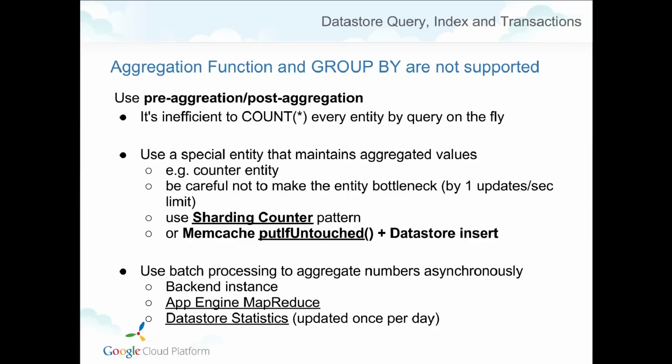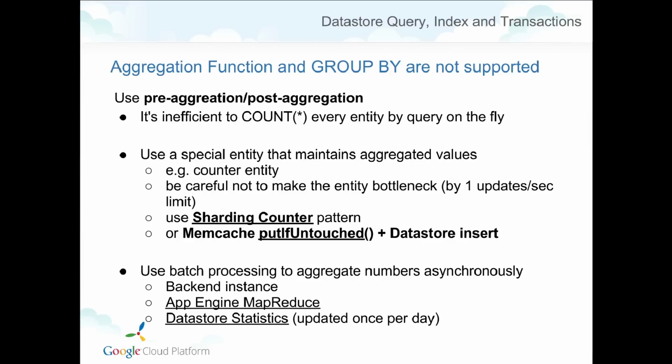You do have a workaround: having a special entity that maintains aggregates for you, like a counter entity, which holds the number of entities you've created. If you're doing this, however, you have to be careful about the entity's bottleneck. There are limitations like one entity can only get one update per second. This is not a physical limit, but is kind of a design property you have to follow. Because of this restriction, you cannot simply have one counter entity to count many accesses from the users.